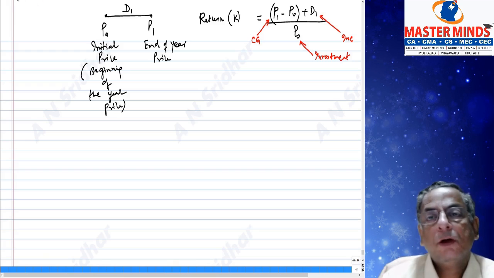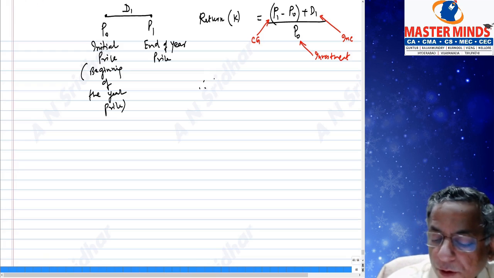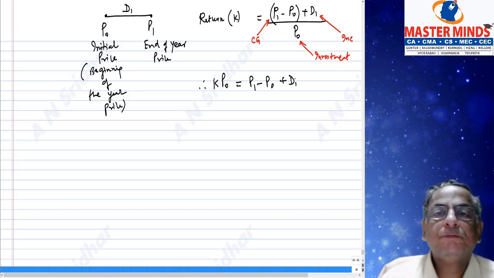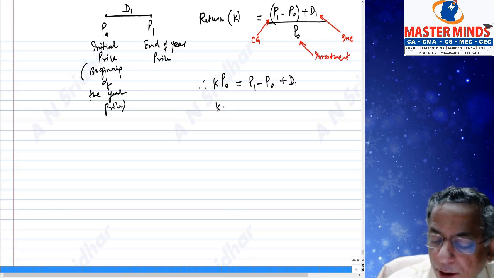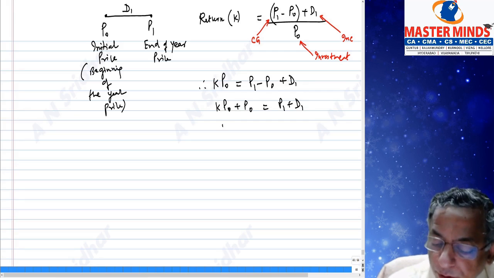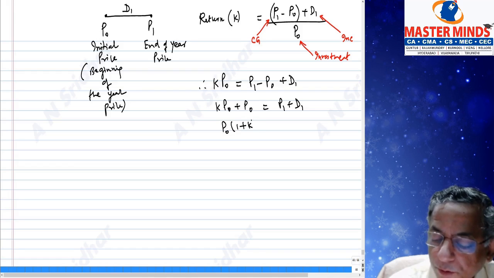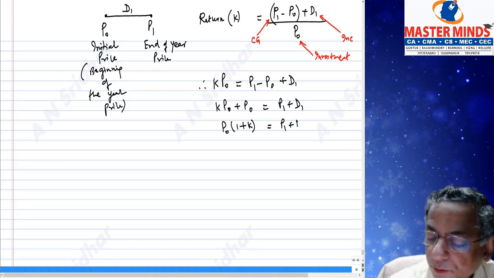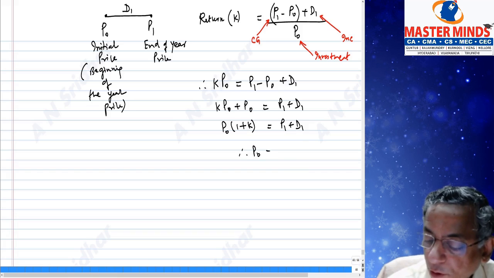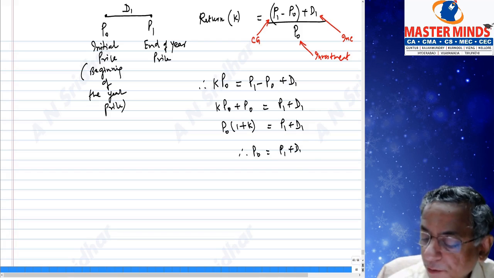Now I'm going to do cross multiplication. Therefore K P0 is equal to P1 minus P0 plus D1. K P0 plus P0 equal to P1 plus D1. P0 into bracket 1 plus K equal to P1 plus D1. Therefore P0 equal to (P1 plus D1) upon (1 plus K).